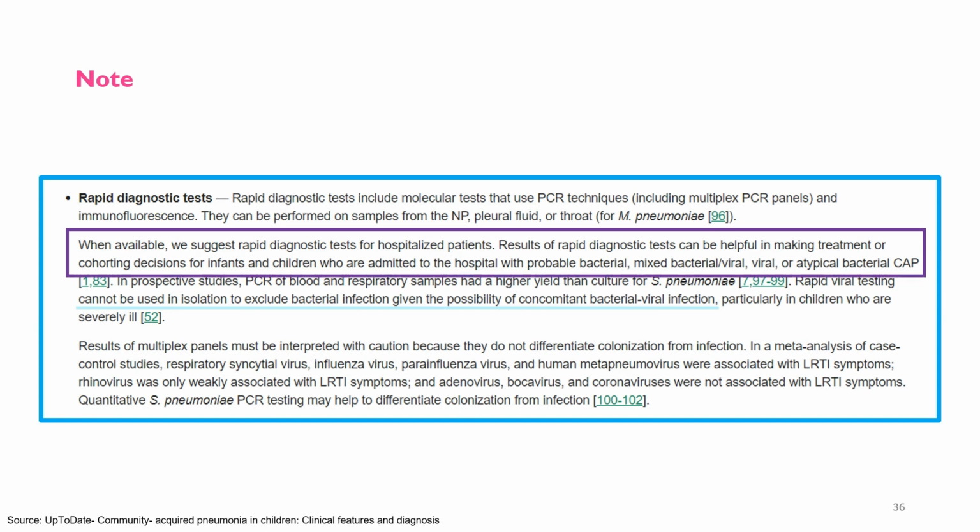And rapid viral testing cannot be used in isolation to exclude a bacterial infection, especially because you can have a bacterial and viral infection. So that's kind of obvious. Let's say our patient who was 27 months old with this huge pneumonia got RSV positive.